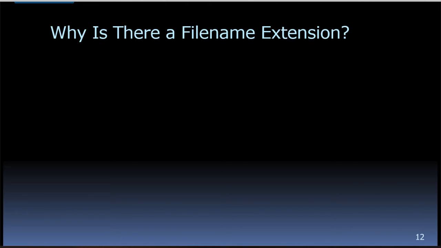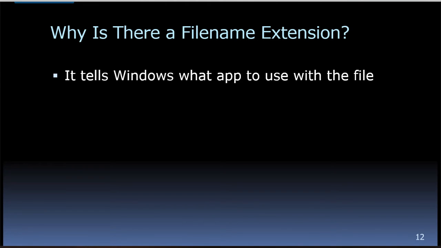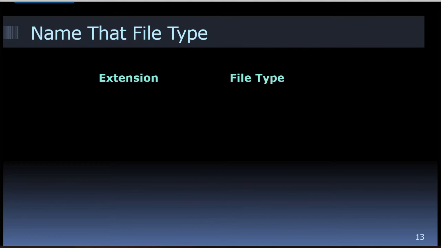Why do we have that? Basically, because it tells Windows what app to use with the file. Now, on the Macintosh, we don't have that. We can put them in if we want to, but on the Macintosh, the operating system doesn't need it. It can somehow sense what app to use with each of the files. But in Windows, we have that file name extension, which is very important. It tells us what kind of file it is.